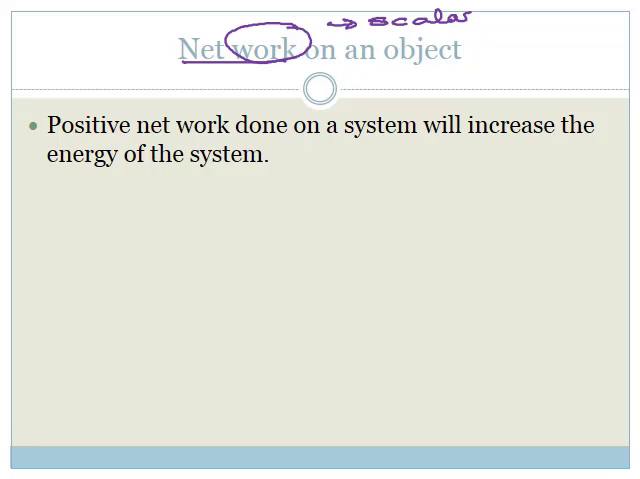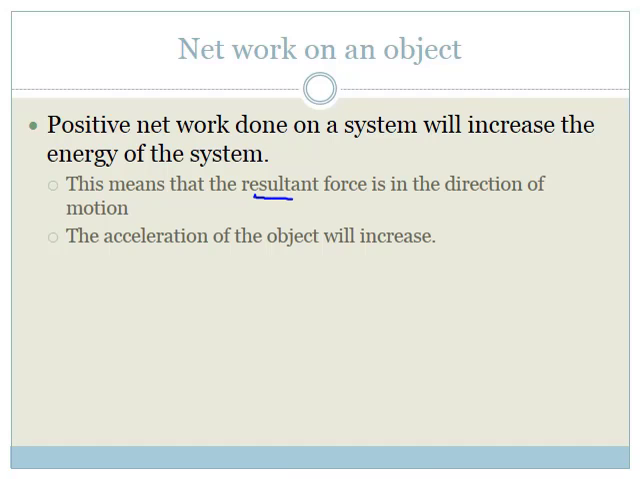What's important therefore is that positive net work done on the system will increase the energy of the system. In other words, if we see a positive W, it means that we are increasing the energy of the system. This means that the resultant force is in the direction of the motion and the acceleration of the object will increase. What do I mean by that?